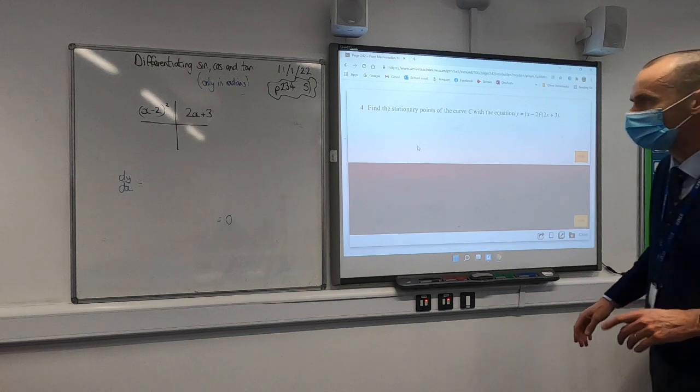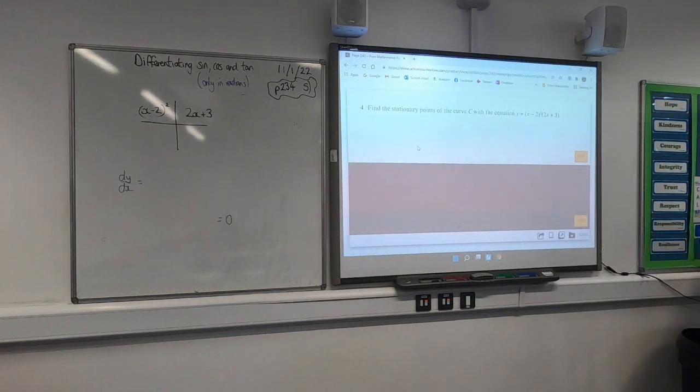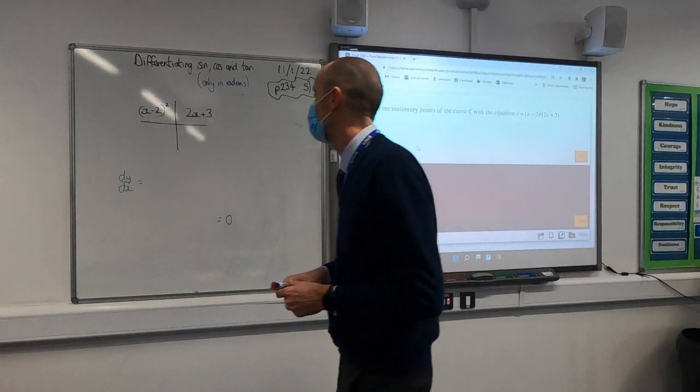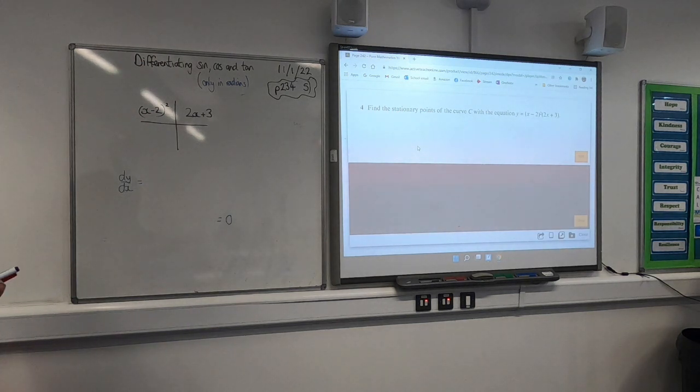Those at home, this is page 242. So I'm going to do this like a bracket. Multiply by the power, reduce the power by 1, then multiply by what you get when you differentiate the bracket, which is just 1, so actually it's nice and easy.